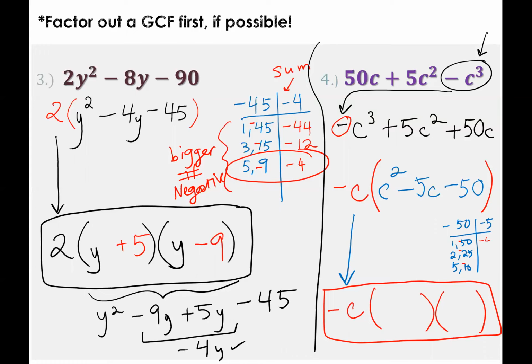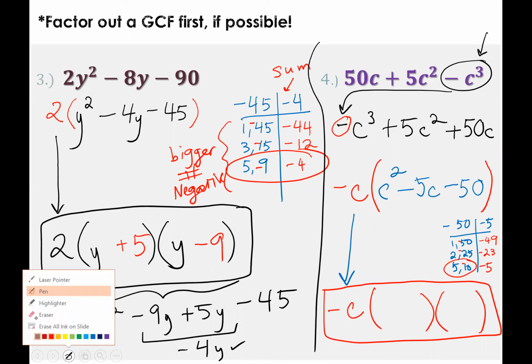That adds up to negative 49. That's not going to work. 2 times negative 25. That adds up to negative 23. That's not going to work. It's going to be 5 times negative 10, because my sum is then negative 5. So when I fill it in, here's my final answer in my parentheses.